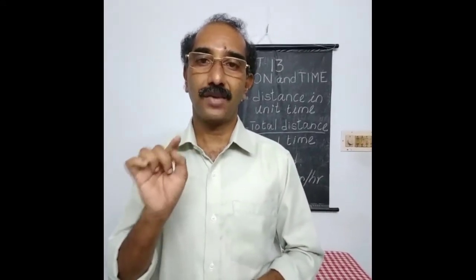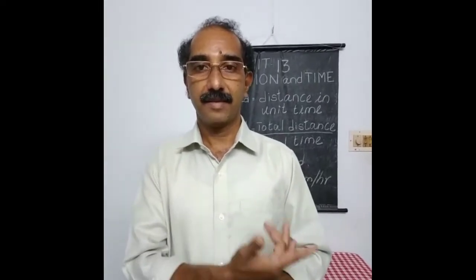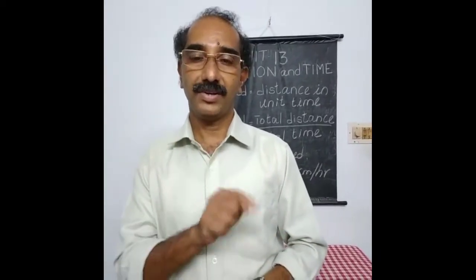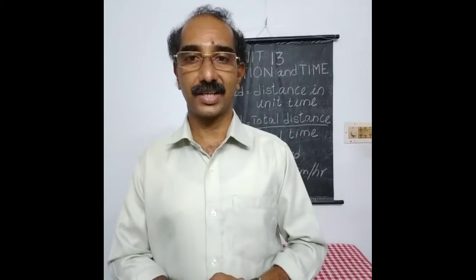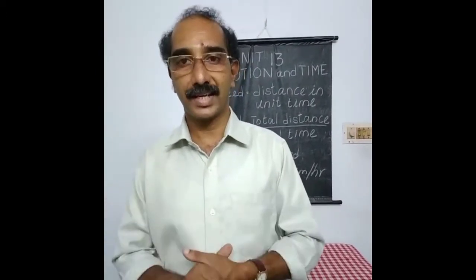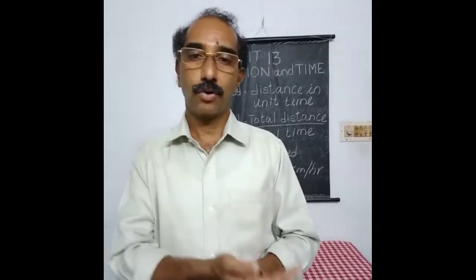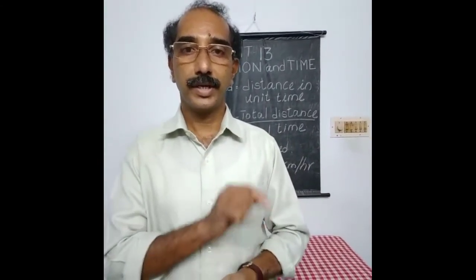Then how many seconds will it take to travel 1 meter? 4 meters in 3 seconds. That means to travel 1 meter, the ball will take about 0.75 seconds, so it travels about 1.3 meters in 1 second. Therefore, the speed of the ball is 1.3 meters per second. So meter per second is the unit we have used here to express speed.